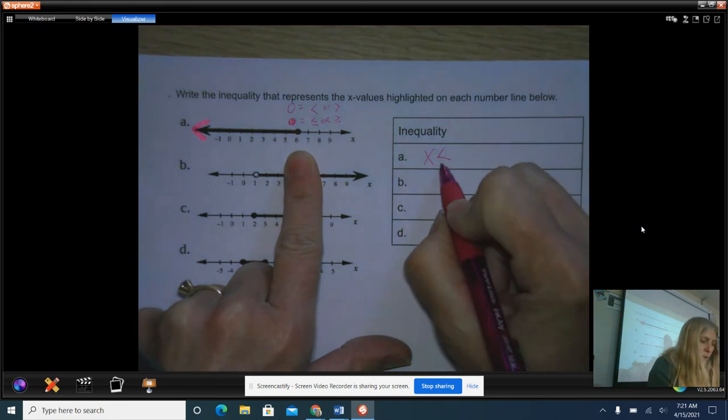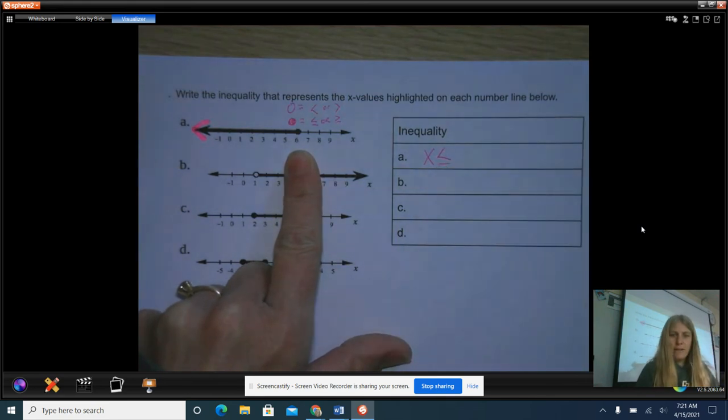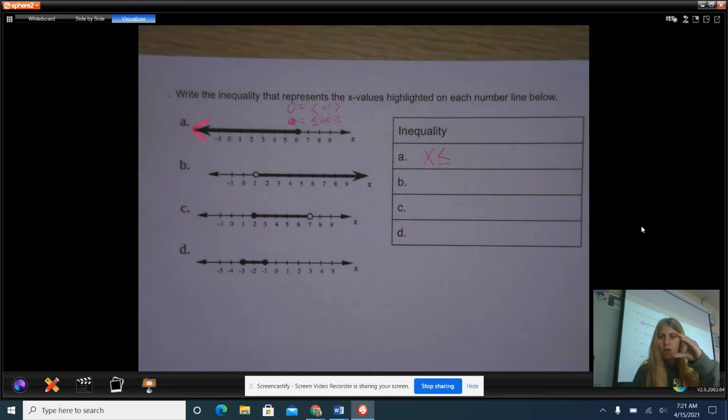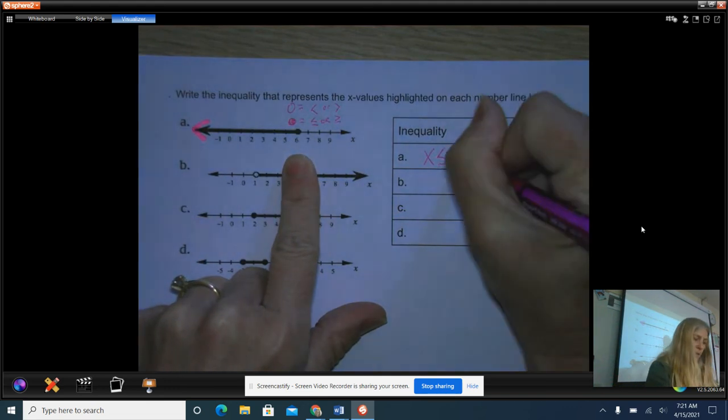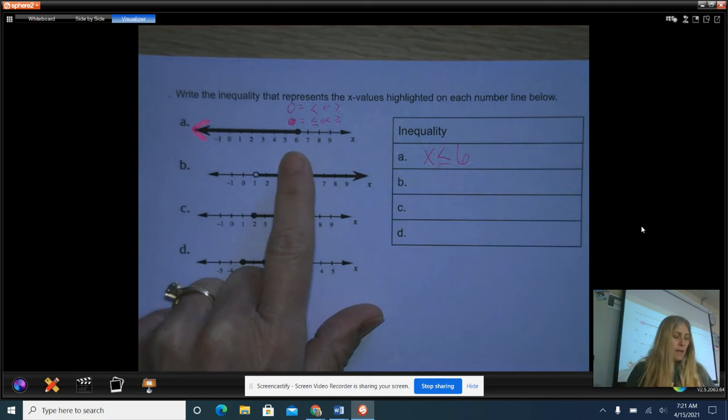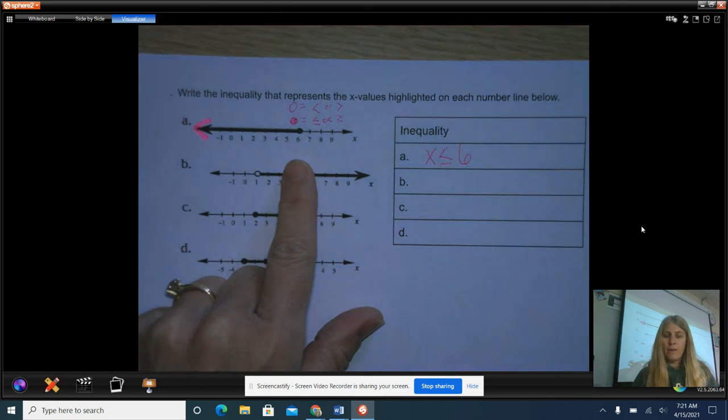So I'm going to write my line underneath. Basically, I write my inequality, and then I see it's closed and add that additional equal. And then I simply write the number where the dot is located, and it's located at 6. And that's all there is to it. So the inequality that goes with this number line graph is x is less than or equal to 6.